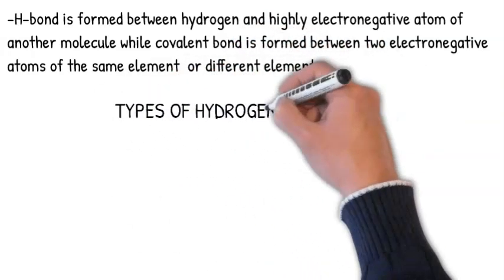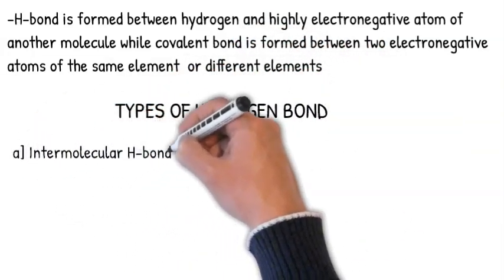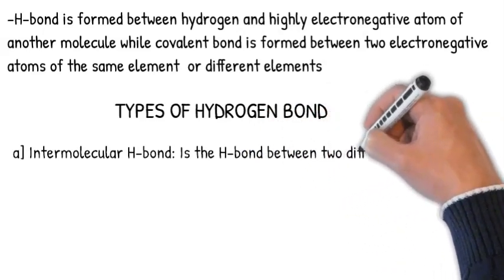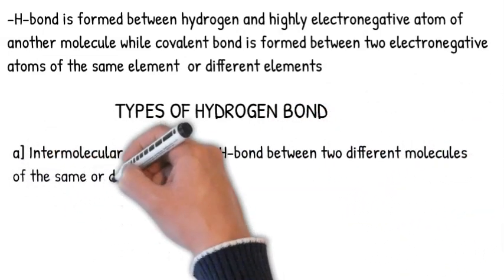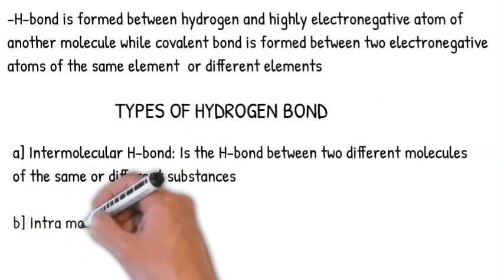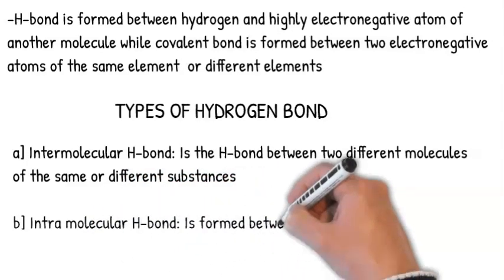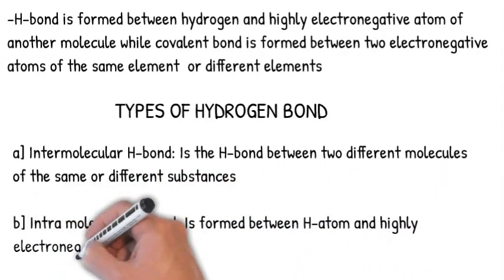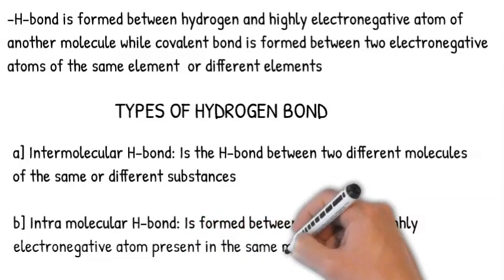Types of hydrogen bond. A. Intermolecular hydrogen bond is the hydrogen bond between two different molecules of the same or different substances. B. Intramolecular hydrogen bond is formed between a hydrogen atom and a highly electronegative atom present in the same molecule. Influences of hydrogen bond on physical properties.